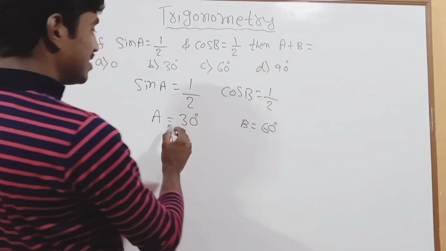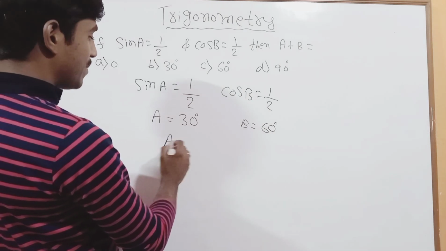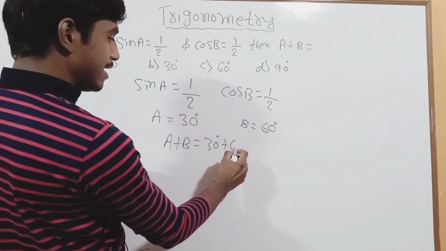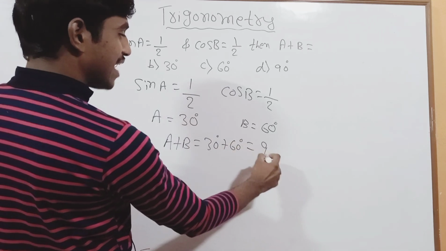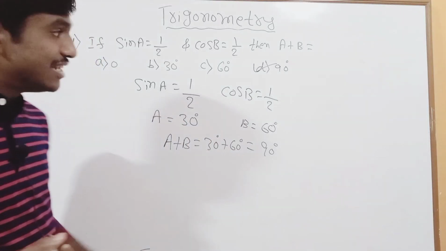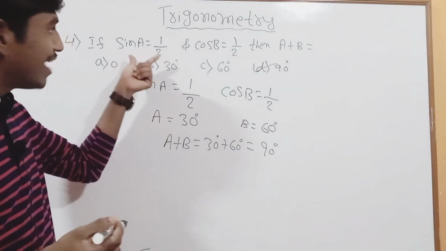So A plus B means 30 plus 60. So A plus B equals 30 degree plus 60 degree. The answer is 90 degree. So the answer is option D. In this way we need to solve problems if they give like this.